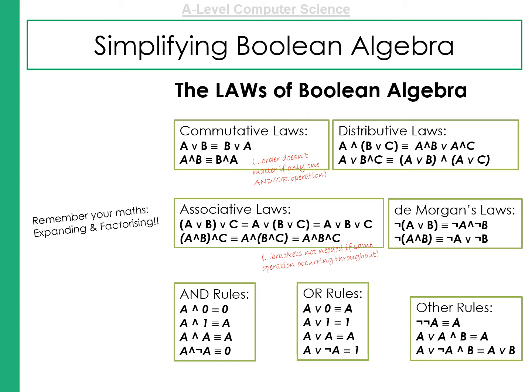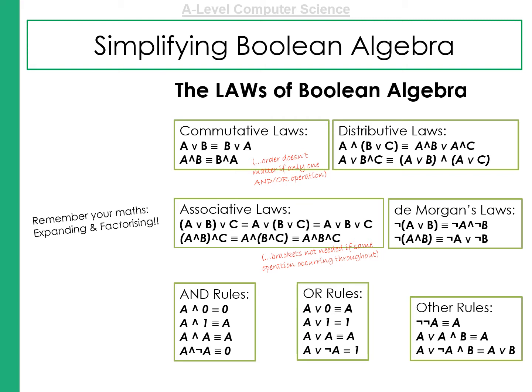Our OR rules: A or 0 is A, because one of those two values is on. It's A. A or 1 is 1. A or A is the same as saying A, and A or not A is the same as saying 1.